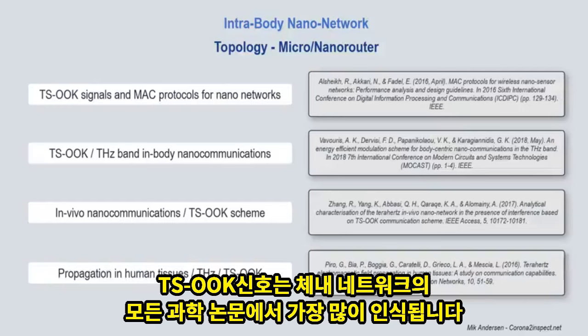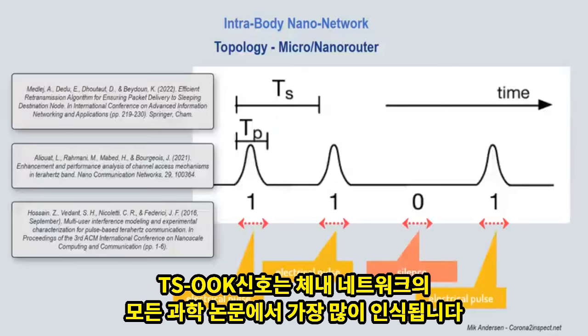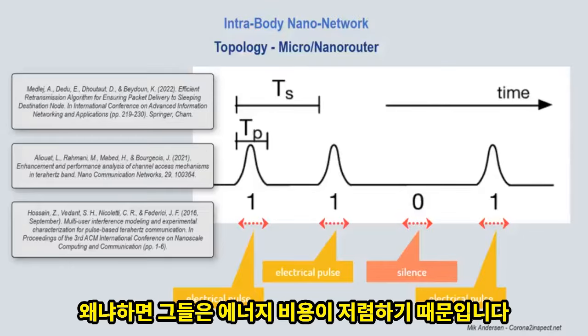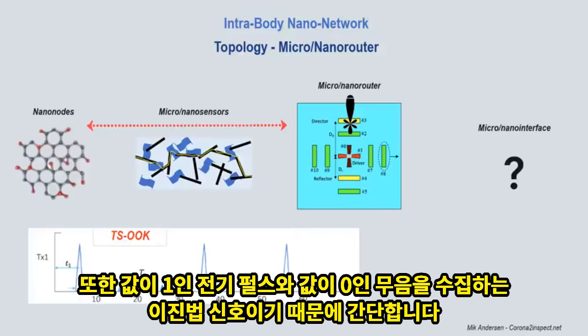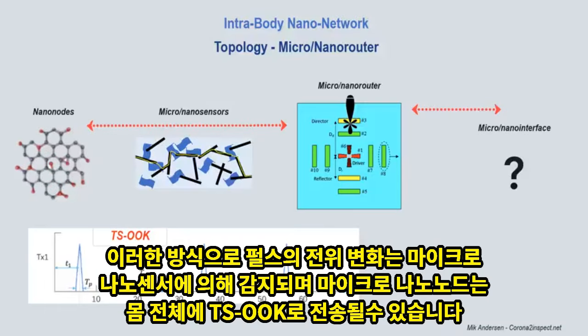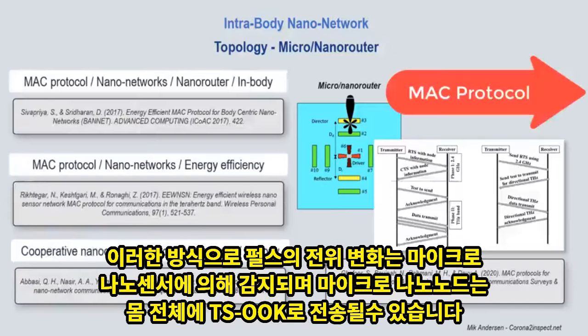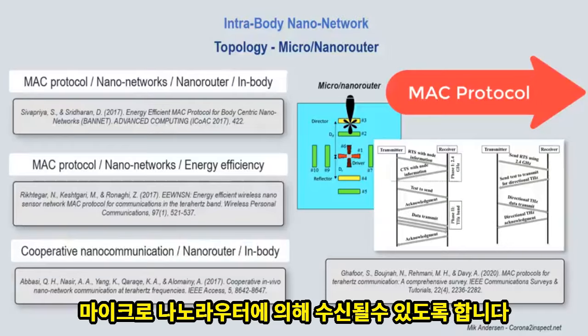TSOK. TSOK signals are the most recognized in all scientific papers on intracorporeal networks, because they have a low energy emission cost. Also because of their simplicity, due to the fact that they are binary signals, which collect electrical pulses with value 1 and silences with value 0. In this way, the potential variations and pulses sensed by the micronanosensors and micronanonodes throughout the body can be transmitted in TSOK, so that they can be received by the micronanorouter.